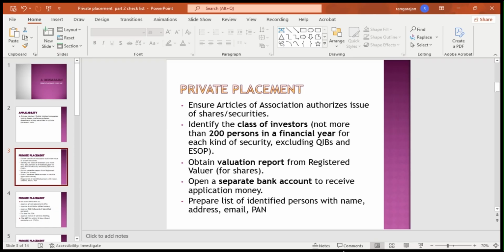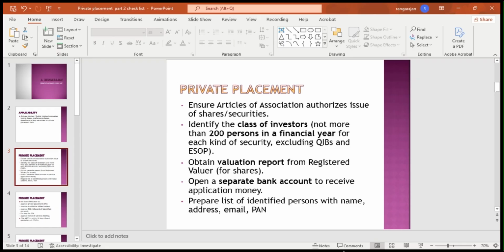Ensure the articles of association authorize the issue of shares or securities. This is normally available, but let us check. Now, identify the class of investors, not more than 200 persons in a financial year for each kind of security, excluding QIBs and ESOP. We discussed this topic yesterday, but it is also one of the checklist items.